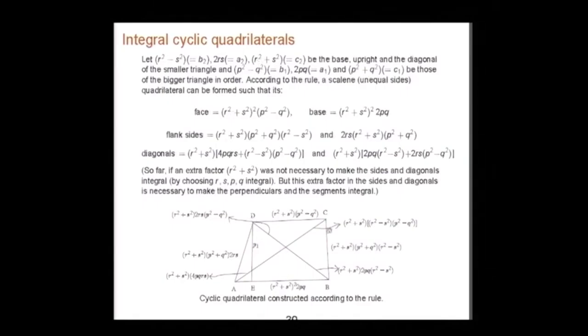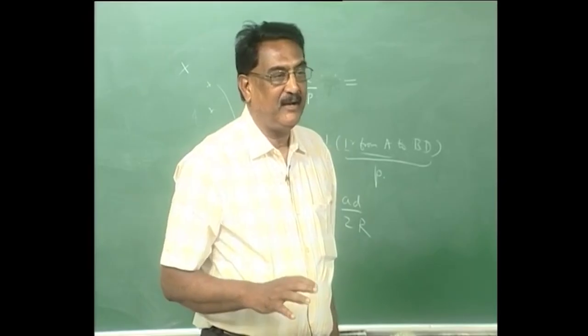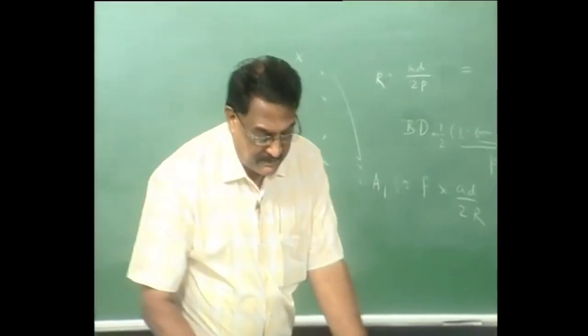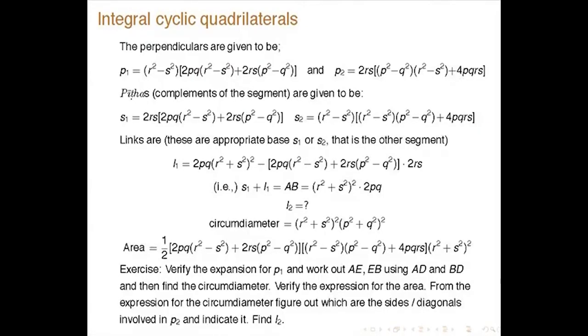So, you can get an integral quadrilateral using these, starting from this, where the sides and perpendiculars, etc., are given in this figure. What is important is not only the sides, but the various perpendiculars, the various segments, etc. They are all integral here, you see. So, it is quite a non-trivial result. It will take some time to explain, but he has constructed, that is why there is some extra factor, r squared plus s squared everywhere. Otherwise, that need not have been there. This is to make all the other things, like perpendiculars and segments, also integral. So, he gives this result.